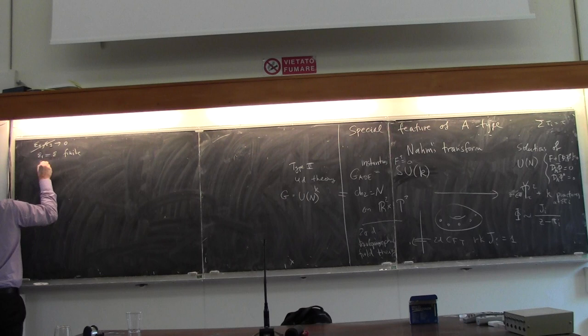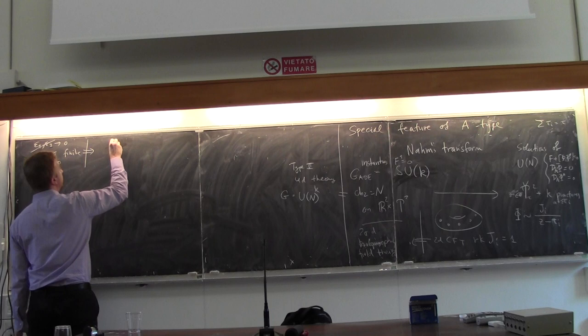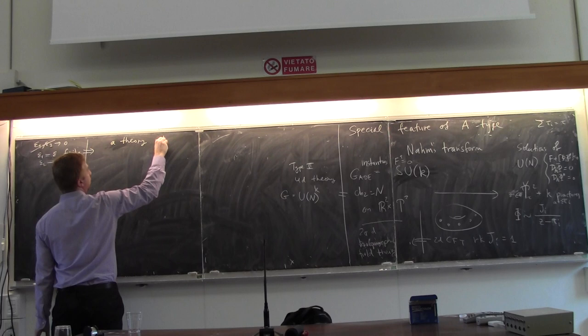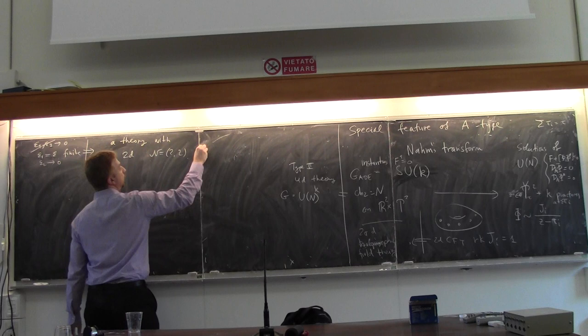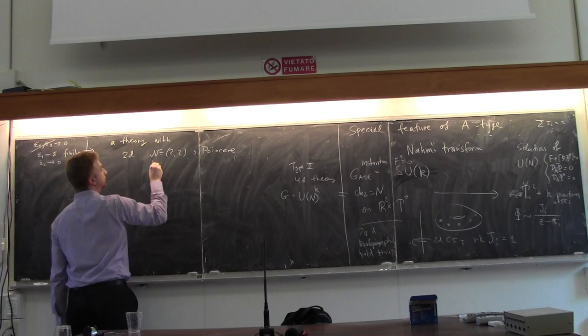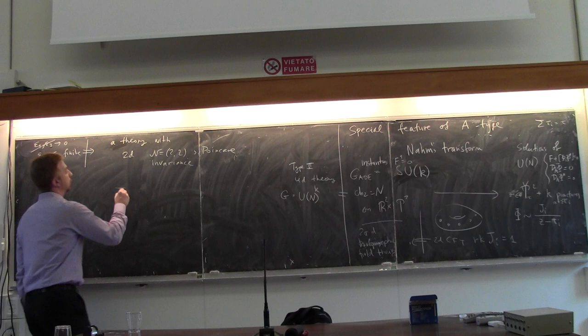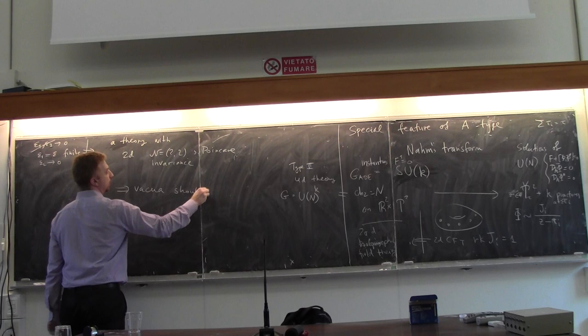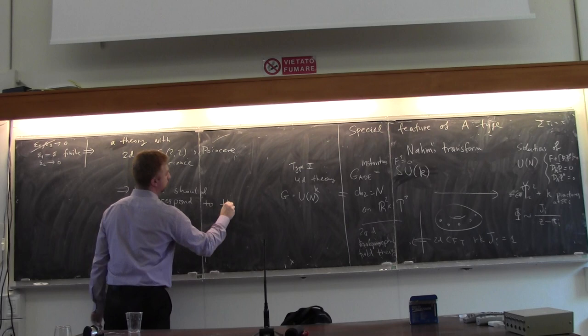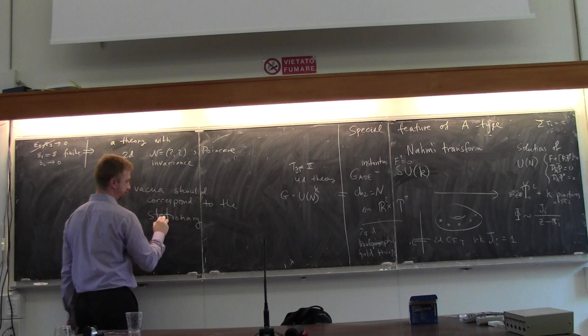Because in this case, you see a theory with two-dimensional N equals (2,2) super Poincaré invariance, and such theories are expected to have an interesting structure, namely vacua should correspond to the stationary states of some quantum integrable system.